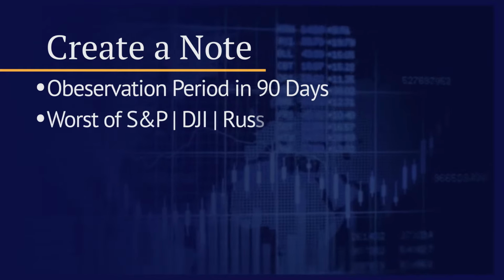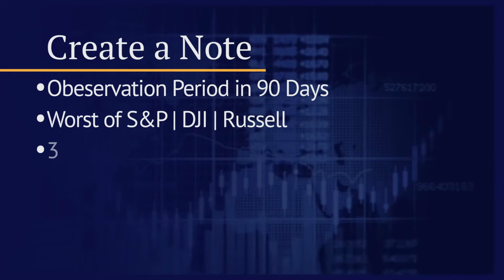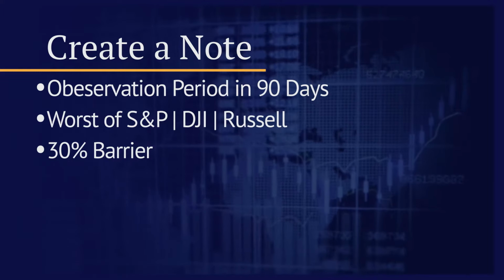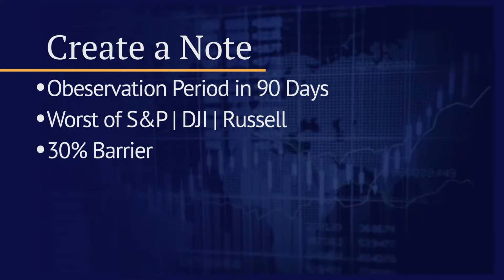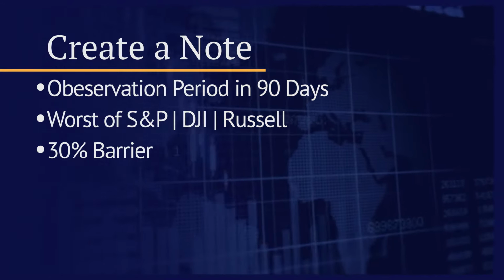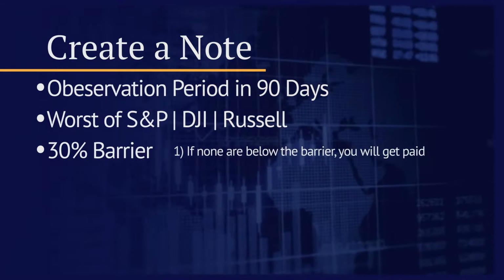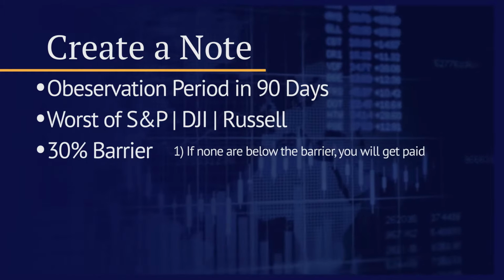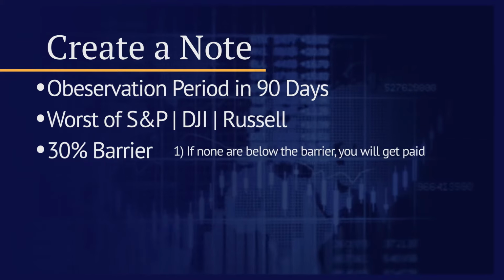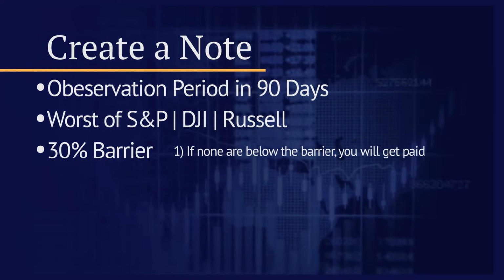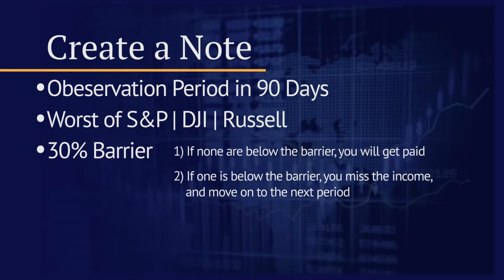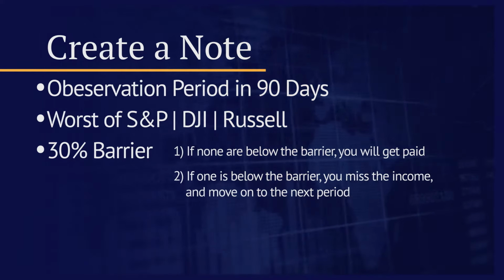We're going to take a look at those indexes that we did, and in this example, we're going to do the S&P, the Dow, and the Russell, and we're going to do what's called the worst of. So at that 90-day observation period, as long as none of the 3, or the worst, is down more than the barrier, as long as none of them are down more than 30%, you will get paid your income. If one of those indexes is down more than 30%, you would miss that income, and then you would move on to the next period.